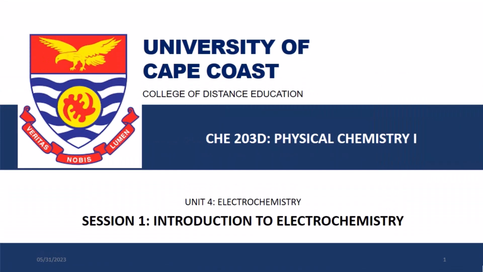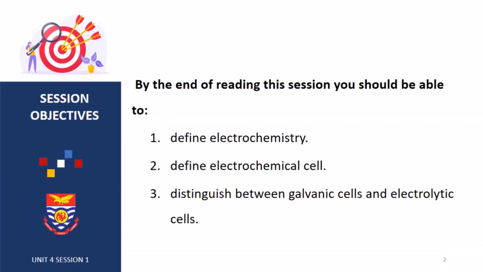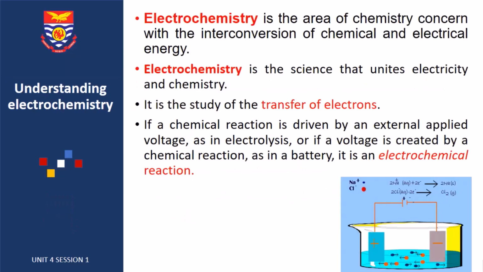Welcome to Unit 4, and in Unit 4 we'll be looking at electrochemistry, and this is session 1. We'll be looking at Introduction to Electrochemistry. By the end of this session, you should be able to define electrochemistry, define electrochemical cell, distinguish between galvanic cells and electrolytic cells. Basically, let's try to get some concepts in understanding electrochemistry.